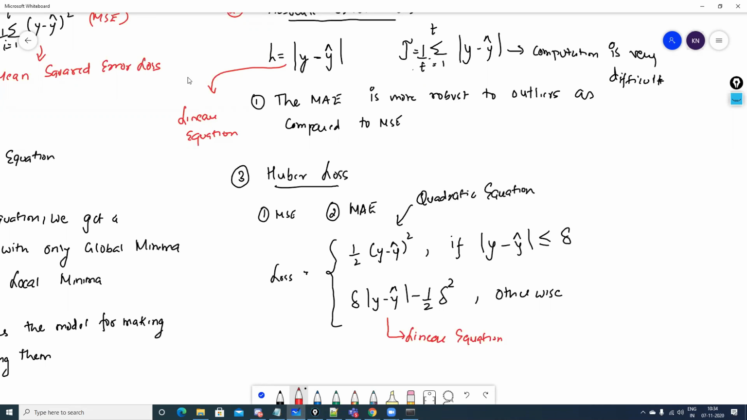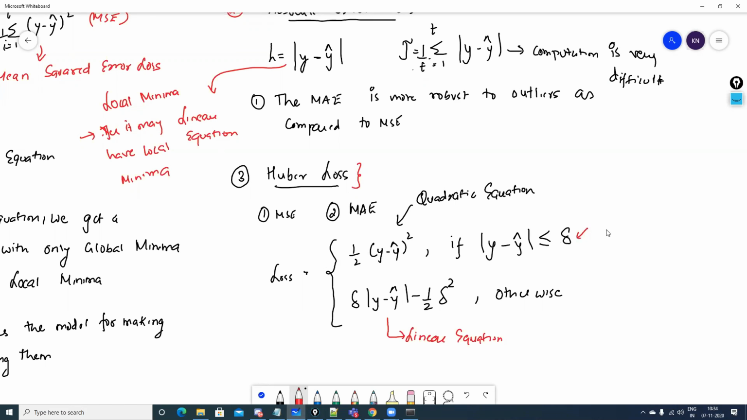Now, someone asked me whether there will be local minima or not. The answer is that yes, it may have local minima. That is also one disadvantage of this. It may have local minima. In order to prevent this local minima, we may also use something called Huber loss. In Huber loss, we take the combination of both. One is the quadratic equation, and this delta value.